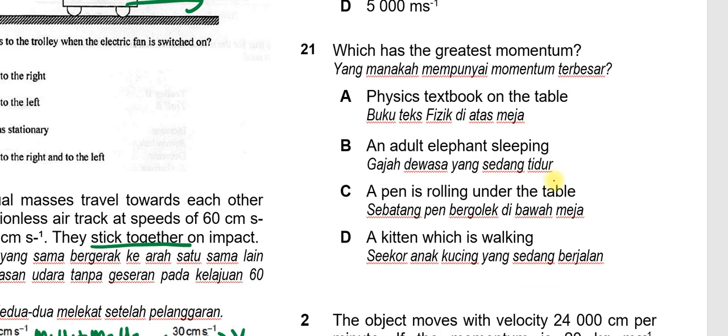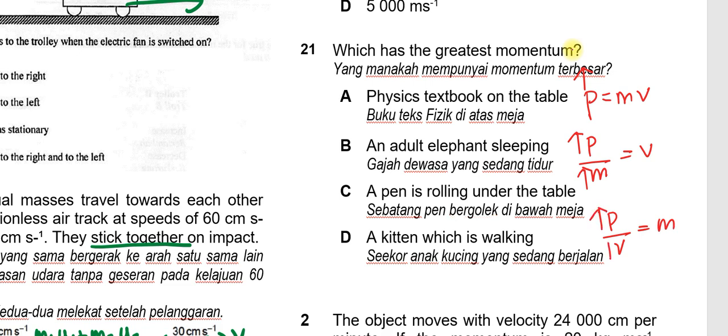Which has the greatest momentum? You look, momentum is equal to mass times velocity. If you want the greatest momentum, you compare with mass, keeping velocity constant. The relationship is, if you want momentum higher, mass must increase. Or you compare with velocity, keeping mass constant: the greater the velocity, the greater the momentum. So either increase the mass, or increase the velocity.